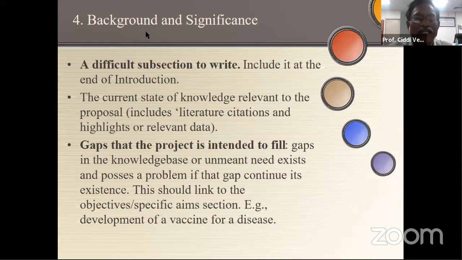Gaps in the knowledge base, the unmet need, and the problem that exists if that gap continues to exist. This should link to the objectives and specific aim section. For example, development of a vaccine for a disease.